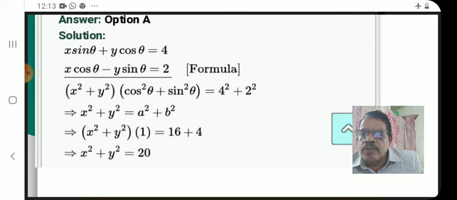x square plus y square into cos square theta plus sin square theta. In the RHS we get 4 square plus 2 square. Cos square theta plus sin square theta is equal to 1. Therefore x square plus y square into 1 is equal to 16 plus 4. x square plus y square is 20.